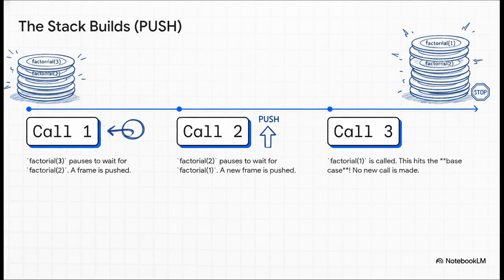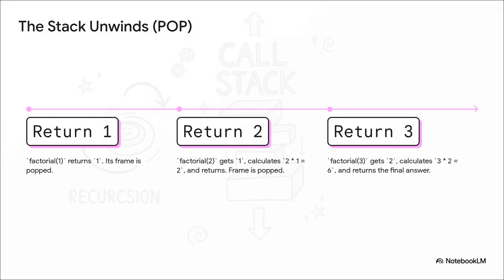Then, of course, factorial 2 does the same thing. It pauses to wait for factorial 1. Finally, factorial 1 gets called, and bam, it hits our base case. The stack is now 3 plates high. And now for the satisfying part. The stack starts to unwind.